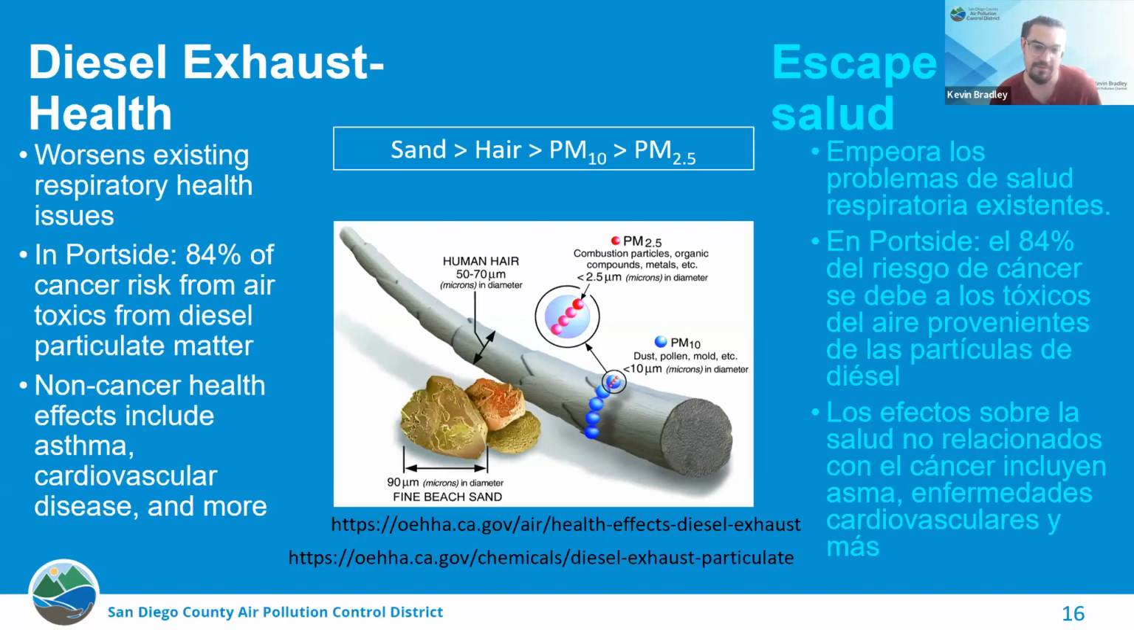And then the fine beach sand particles are actually bigger than a human hair, and human hair is even bigger than what's called PM10, or particulate matter that is 10 micrometers or less in size. A micrometer is just one-millionth of a meter, so a really, really tiny way of measuring something. And then even smaller than that, you have PM2.5, so particulate matter that is 2.5 micrometers or less. This graphic shows how you could probably fit about 20 of those if you lined them up one after the other inside a human hair.